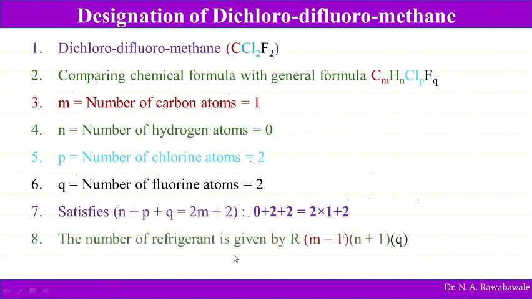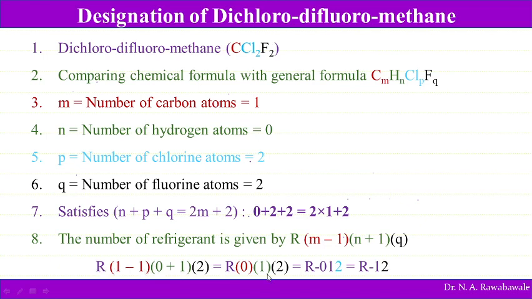The number of refrigerant is given by R (m minus 1)(n plus 1)(q). So R is constant. The m value is 1, so we replace m by 1: 1 minus 1. Then n plus 1: we replace it as 0 plus 1 because the n value is 0. Then the q value is 2. Now let us simplify this.